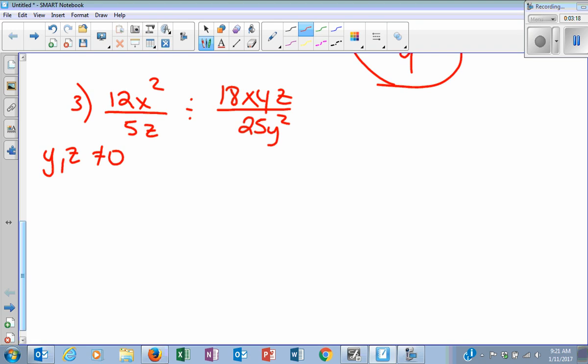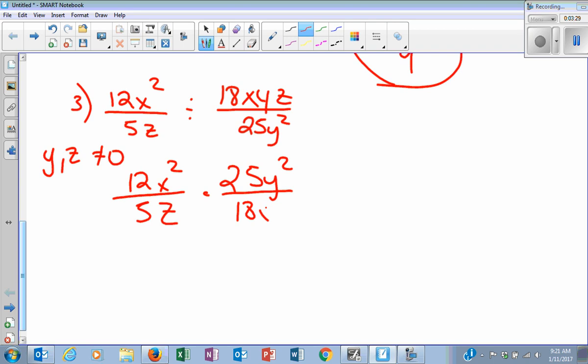And so then I keep change flip, 12x squared over 5z times 25y squared over 18xyz. Are there any new restrictions? Yep, x just went up on the bottom, so now I need to include x, comma y, and comma z cannot equal 0. Now I look for anything in the top or anything in the bottom that have something in common.